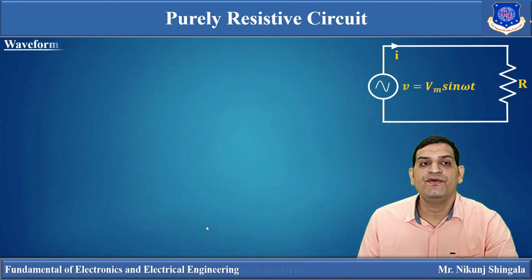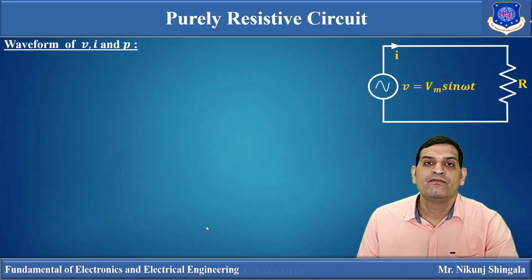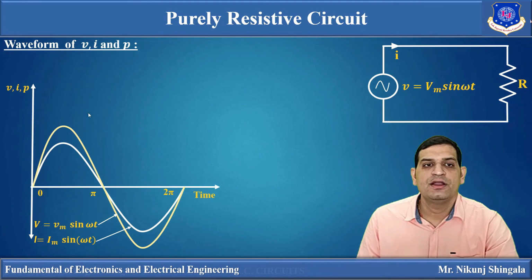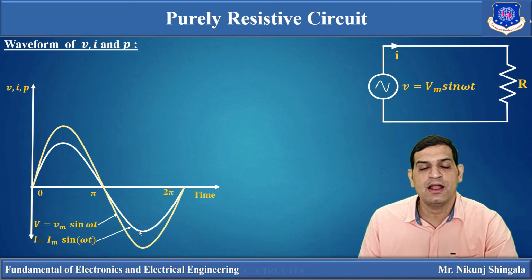Now drawing the waveform of voltage, current and power simultaneously. We know the waveform of the voltage and current. We have already drawn this Vm sin omega t and this Im sin omega t. Both quantities are in phase, so both attain 0 and maximum value at the same times, and the duration is taken for one cycle, that is 0 to 2 pi.